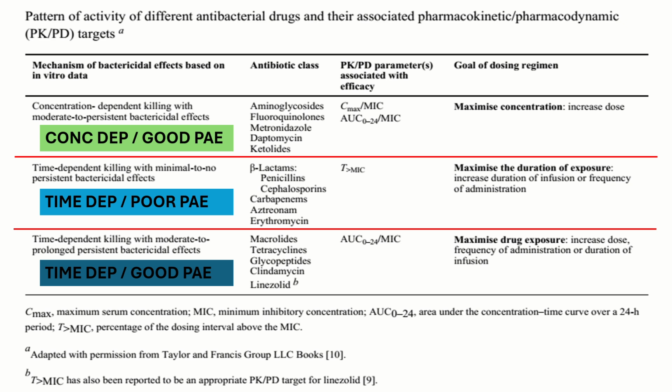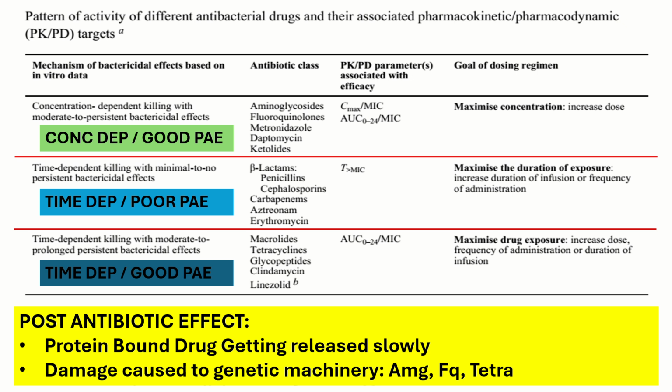multiplying bacteria. And the third are the time dependent antibiotics which have a good post antibiotic effect like the macrolides, tetracyclines, and the glycopeptides. So ultimately, the reason for the post antibiotic effect is that the protein bound drug gets eluted or released slowly into the serum, thereby having constant levels of the drug available in the serum and at the site of infection for efficacious killing, and also that they cause damage to the genetic machinery, like the aminoglycosides acting on the 30s ribosome, fluoroquinolones acting on the DNA gyrase, the tetracyclines also acting on the 30s, and clindamycin, the lincosamides, acting on the 50s ribosome.